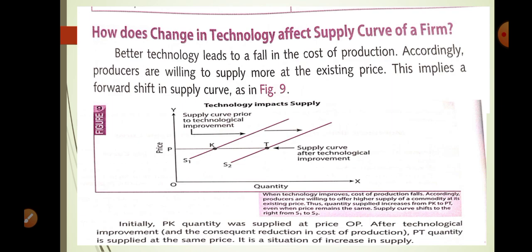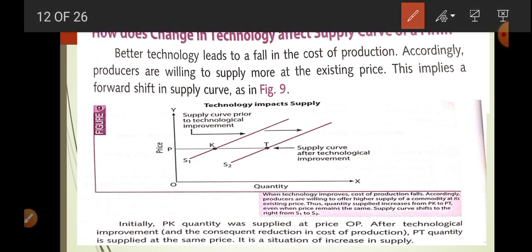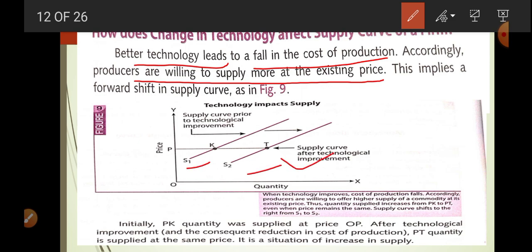Okay students, now we move further. How does change in technology affect the supply curve of a firm? Now this topic we are going to discuss in detail. If you are using outdated, backward technology, there will be a decrease in supply. Better technology means a fall in cost, and producers are willing to supply more. Here you can see supply moves from S1 to S2. Why? Because they are using updated technology. So this is the reason.